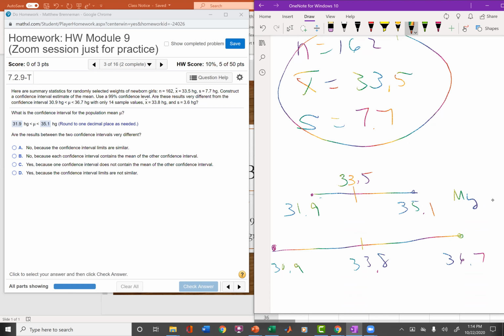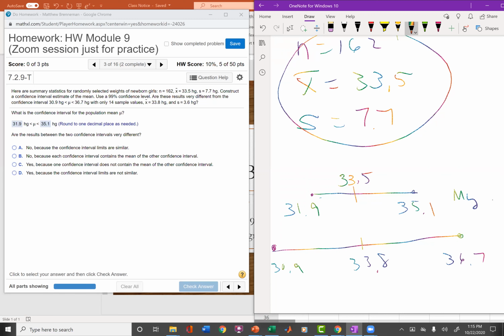And the basic idea is that if they overlap significantly, and the word significant is ambiguous here, but in this case, this one's totally contained in the other confidence interval, then no, there's not strong evidence that they're very different. So if they overlap, there's a possibility that the parameter could be in both of them. So they're not giving us inconsistent results. So this is the idea that they want you to understand.